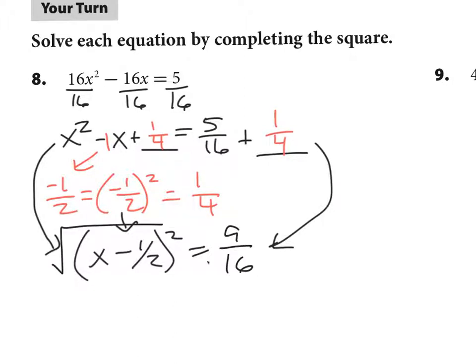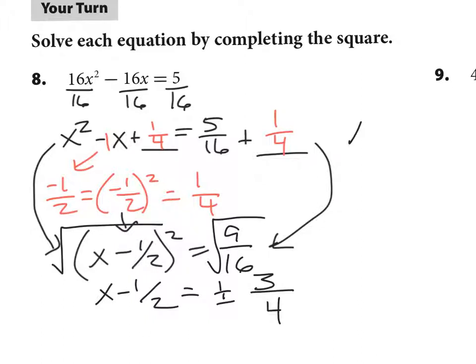Now I take the square root of both sides. So I get x minus 1/2 equals plus or minus, remember 2 cases. Square root of 9 is 3, square root of 16 is 4. So here we're dealing with square roots again and all this stuff. Then I have to do my 2 cases, and I'm going to write it over here to the right. So I have x minus 1/2 equals positive 3/4.